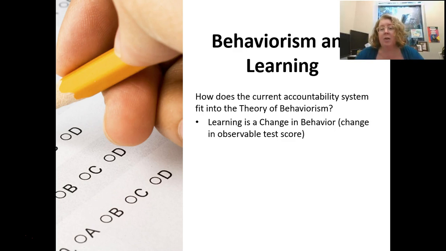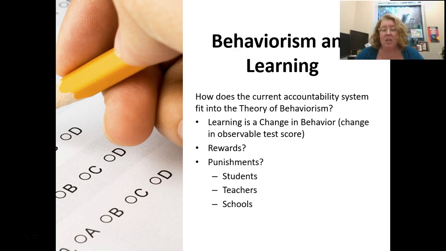And then we think about how we are changing behaviors. How are we changing those test scores? It's really through a system of rewards and punishments. So if a school does well, they get an A, they get a gold star, or they get rewards from the state. And what happens if a student fails? They don't get to move on. They are held back from their grade level.